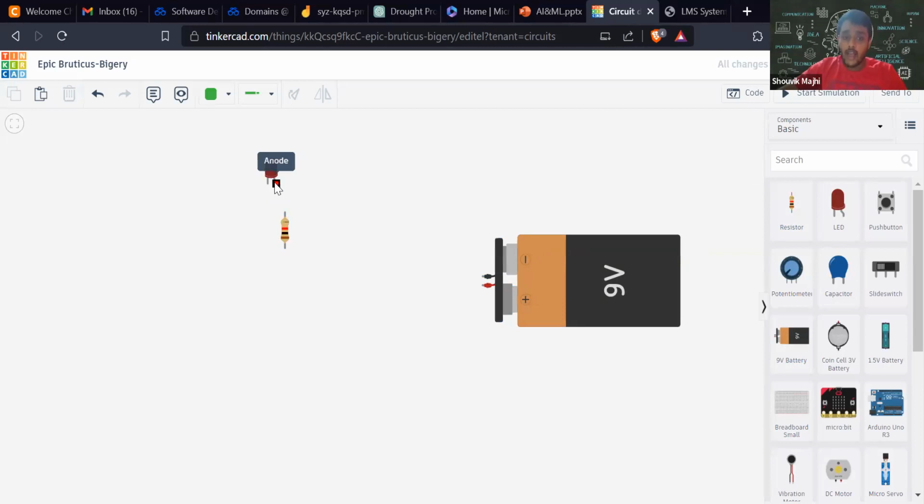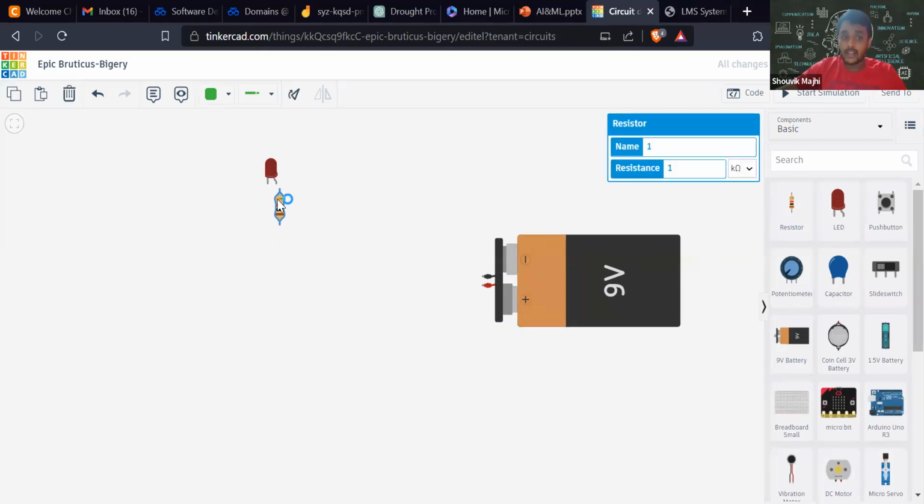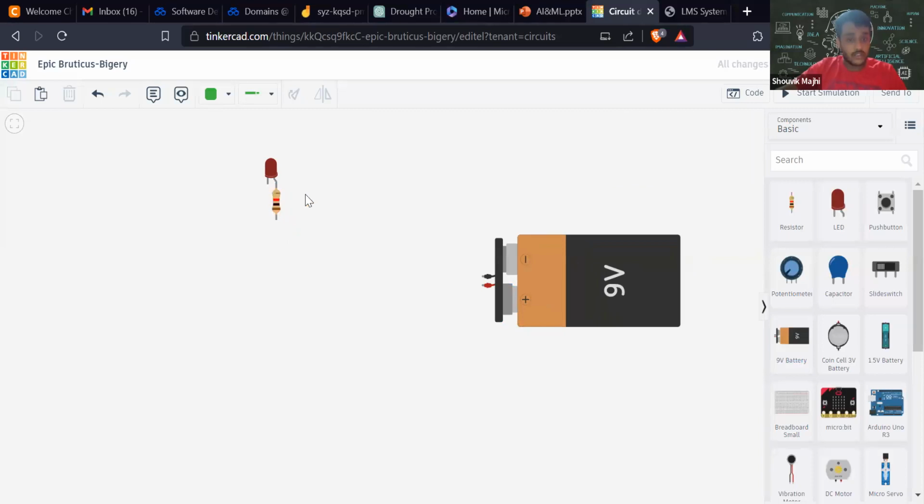Or you can say the anode. Okay, this is the anode, and this is the positive side of the LED. I'm connecting a resistor to the positive side of the LED, and let us make the connection complete. This is the positive end. The positive end should go to the positive side.